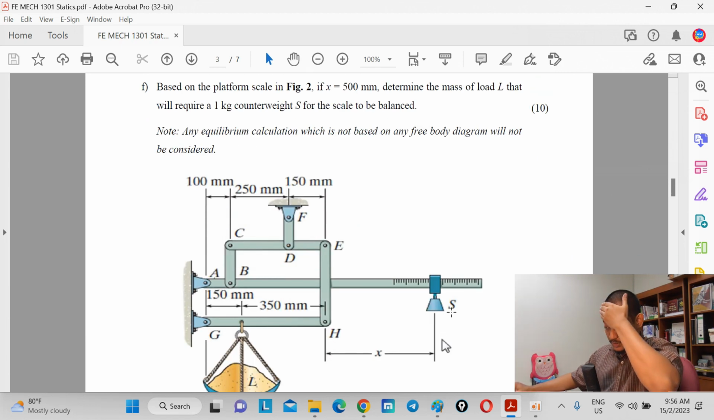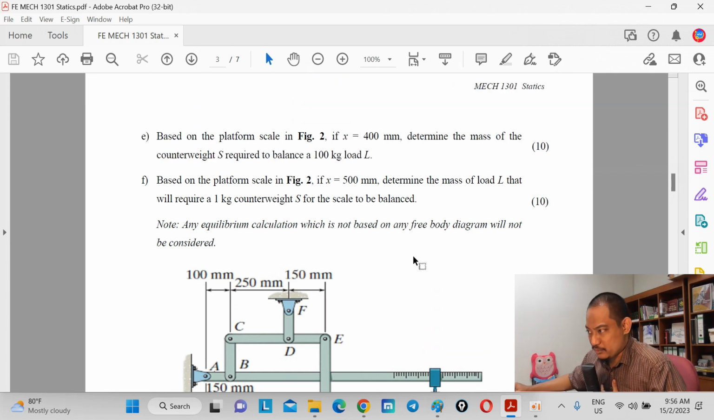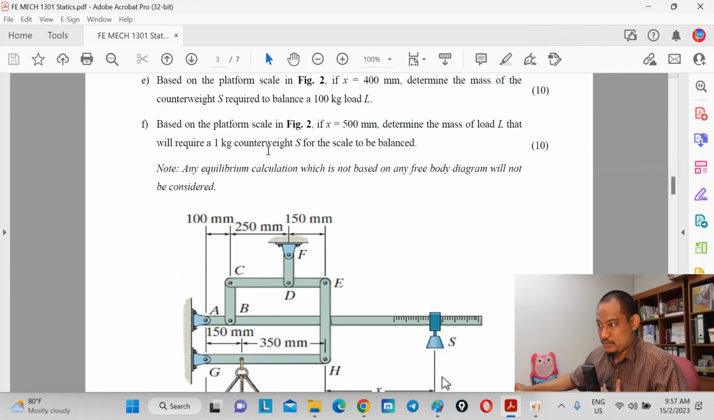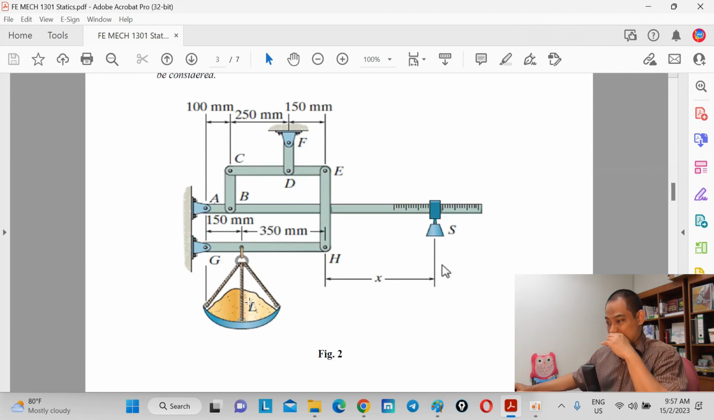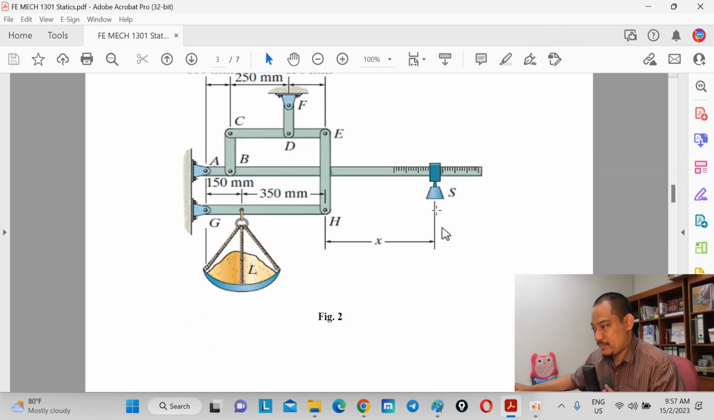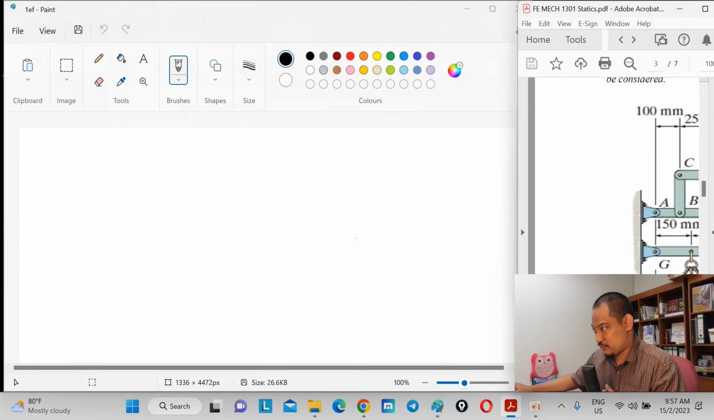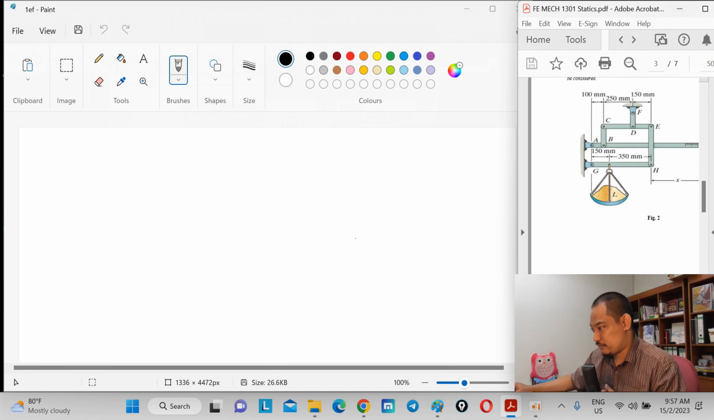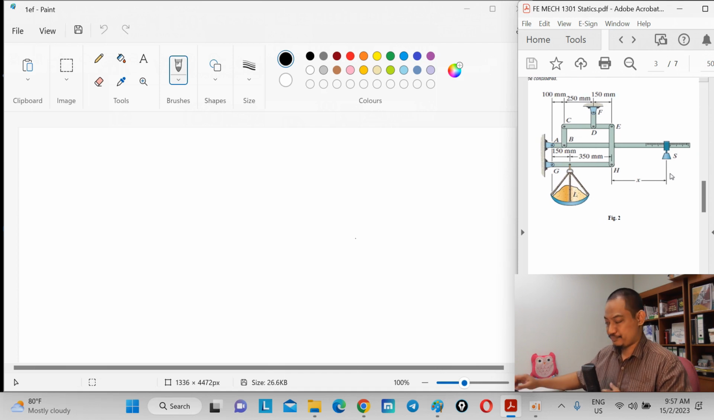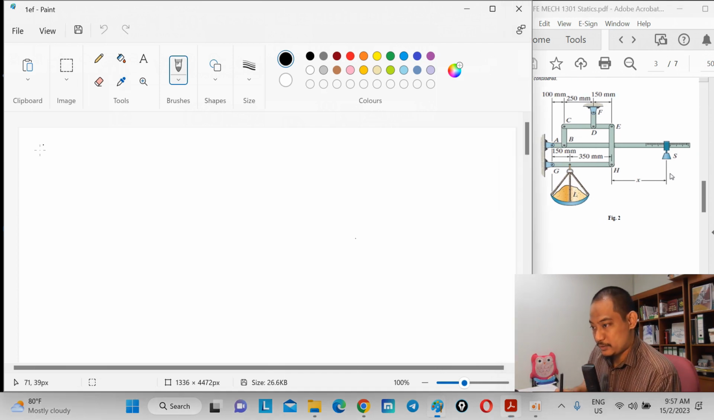So this is the mass of the counterweight. Determine the mass of S required to balance the 100 kilogram load L. This is L. Given this is 100 kilogram, given this 400 millimeter, determine S basically. For this kind of question, if I make it smaller, can you still see? Because you need to draw a free body diagram.